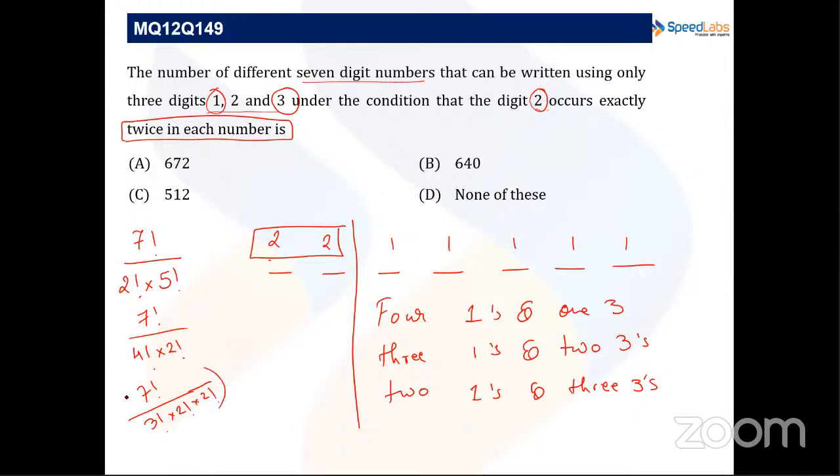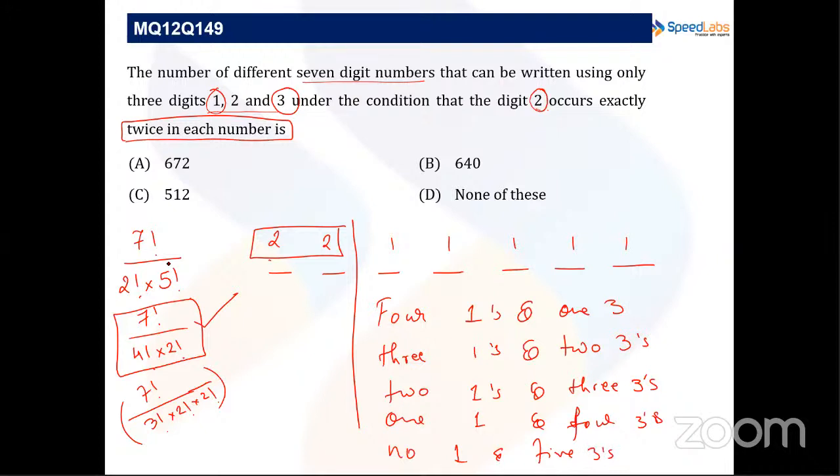That will be similar to this. Then one 1 and four 3s. That will be similar to this case. And again no 1 and five 3s. That will be similar to this case. So we can say that we are having two times of each of these cases, that is 7 factorial upon 2 factorial into 5 factorial plus 7 factorial upon 4 factorial into 2 factorial plus 7 factorial upon 3 factorial into 2 factorial into 2 factorial.